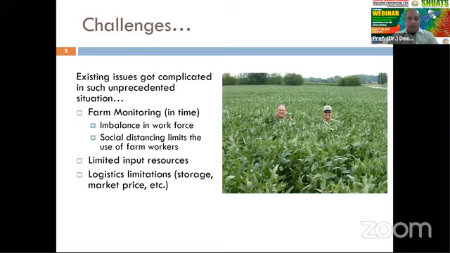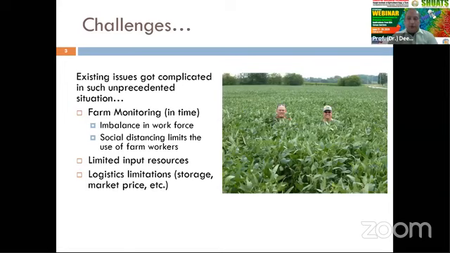And then we also have limited input resources. There are challenges in developing countries to have as many resources as we can. So we need to be very particular about what resources we have and how we can use them to the maximum. And then of course logistics limitations, the planning part: when there is production, how to store it, where to store it, what should be the market price, and so many things related to planning.